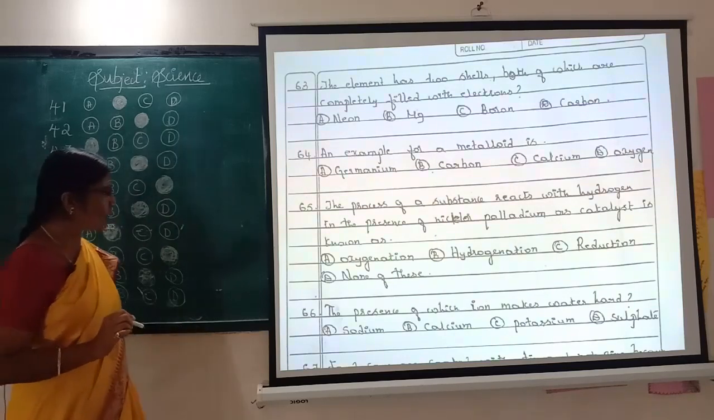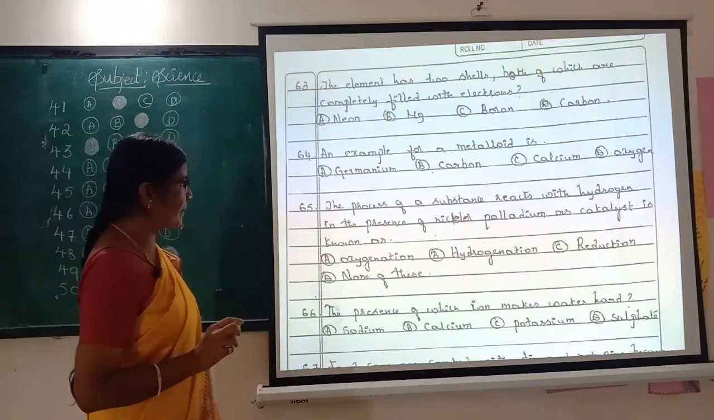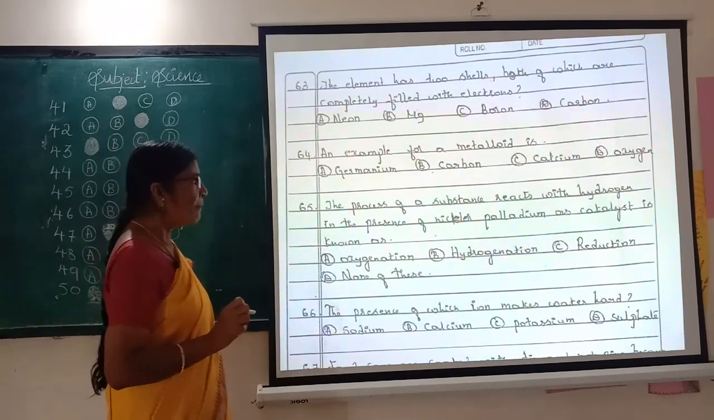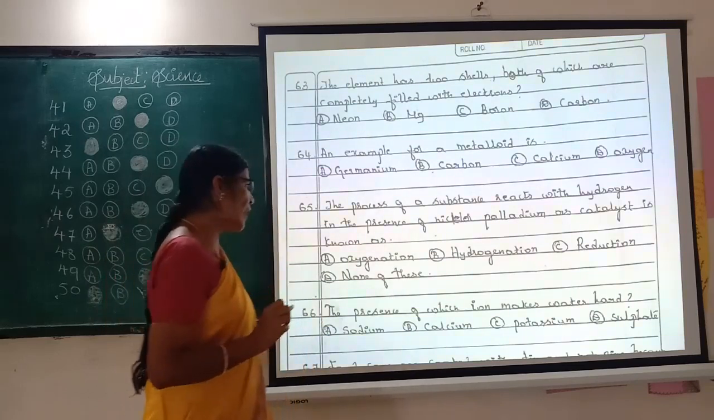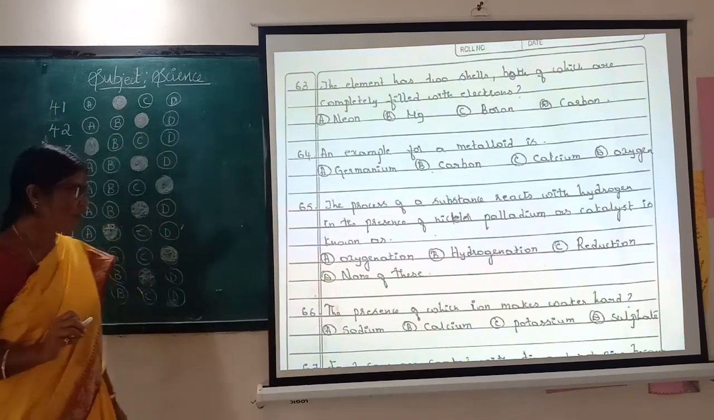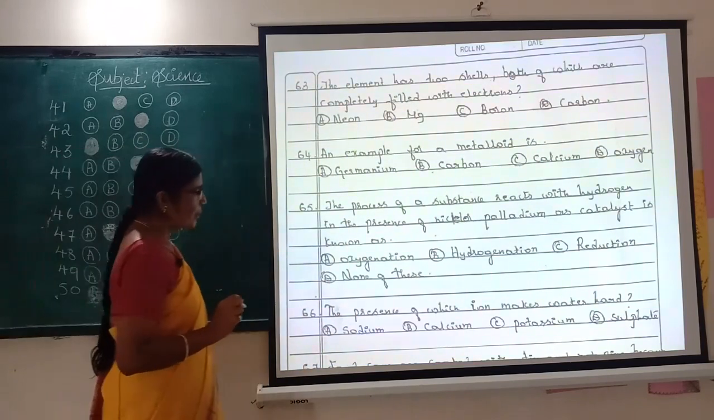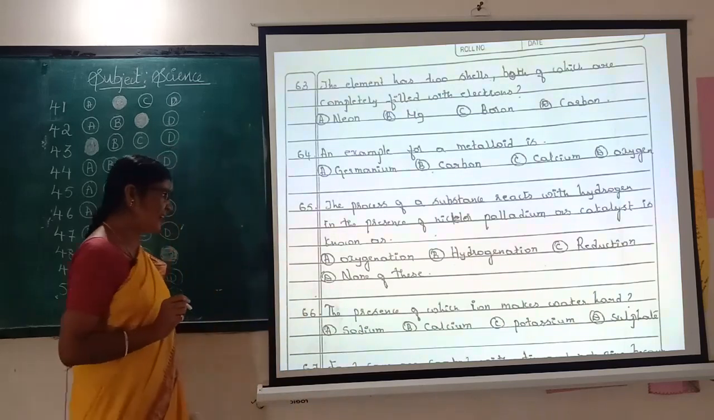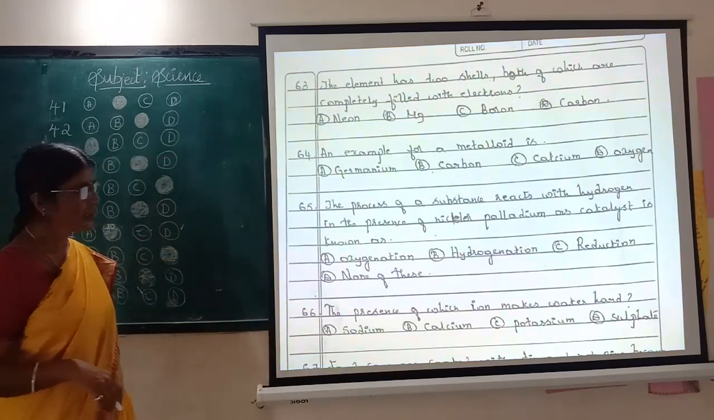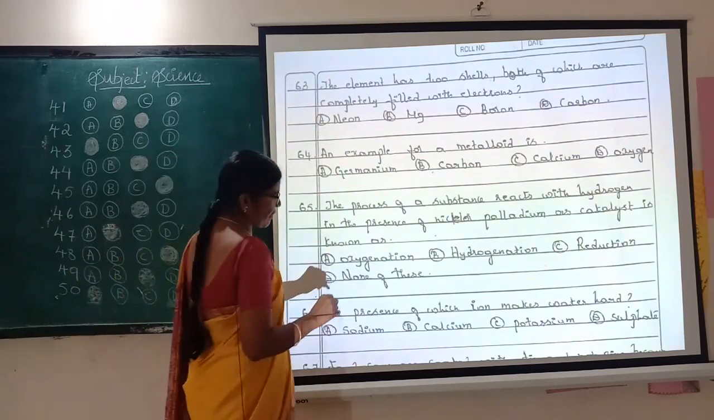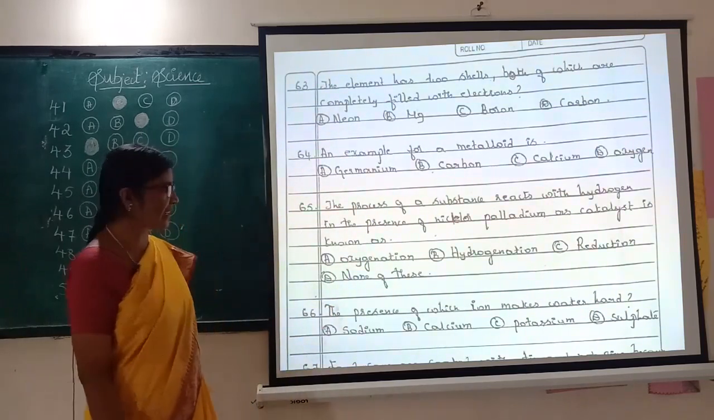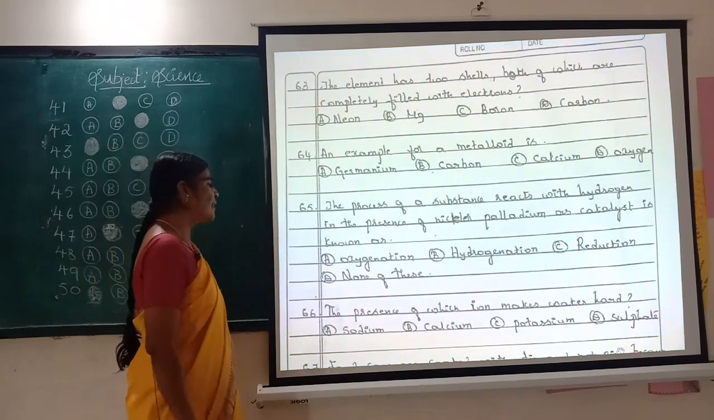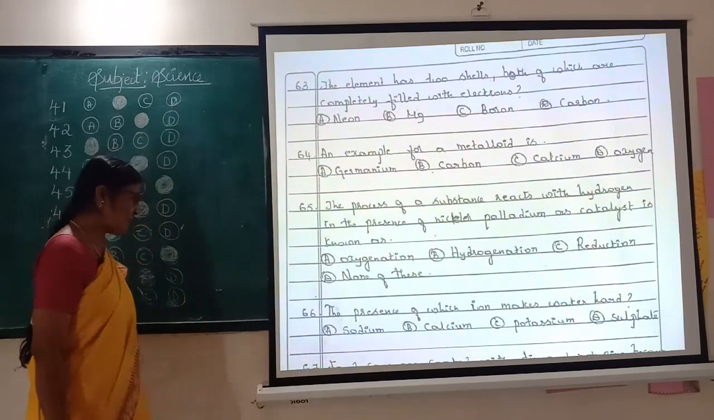Next, 65th question, children. The process in which a substance reacts with hydrogen in the presence of nickel or palladium as a catalyst is known as: option A, oxygenation, option B, hydrogenation, option C, reduction, option D, none of these. Children, the name itself will suggest, as I was saying to you. So option B is the correct one. Hydrogenation of oils we studied, isn't it? So B is the right option for 65th question.